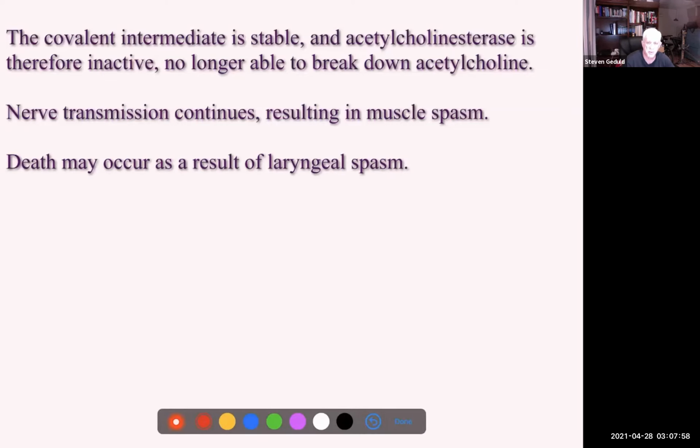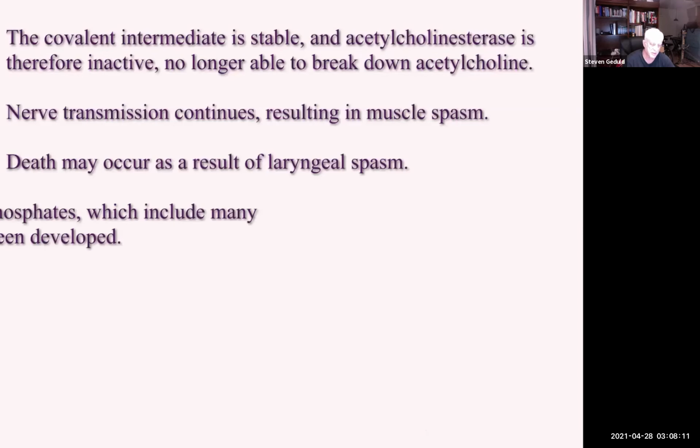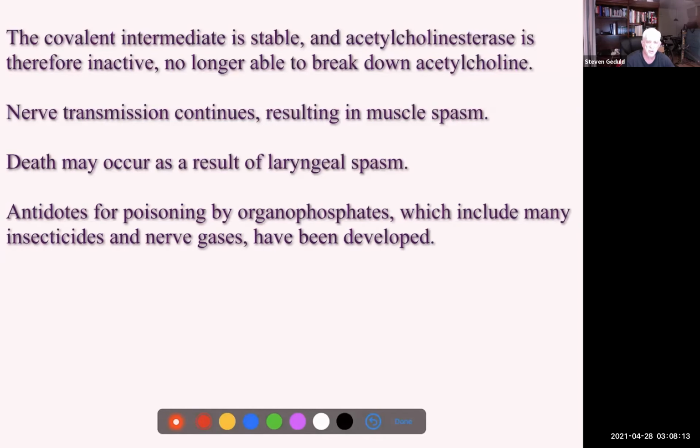Death may occur as a result of a laryngeal spasm, where your larynx, which is your tube between your oral cavity and your lungs, shuts off. You can't get any oxygen in. Those muscles can't relax. Okay, antidotes for poisoning by organophosphates, which may include many insecticides and nerve gases, have been developed. If someone can poison you, someone can unpoison you, basically. These organophosphates are present in a lot of insecticides that we spray and a lot of nerve gases.